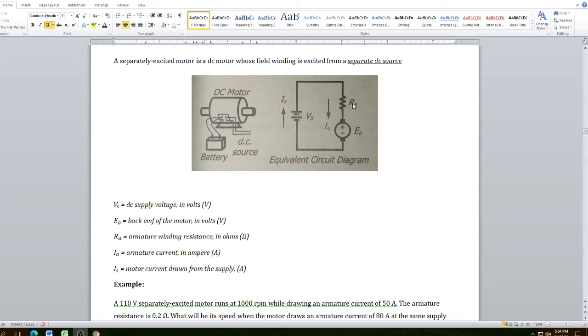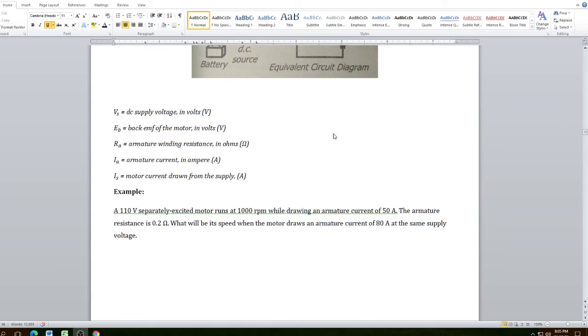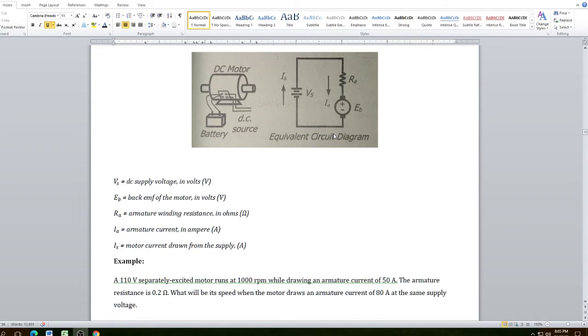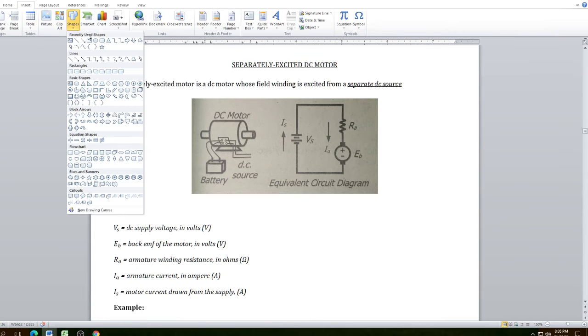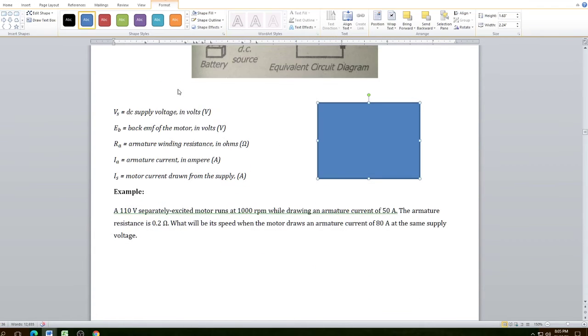Then IS, we have RA, and EB, the back EMF. As you have noticed here, IS is equal to IA, so there is no other variable involved. VS is equal to IARA plus the back EMF. That is the formula that you will see, so let's take note.